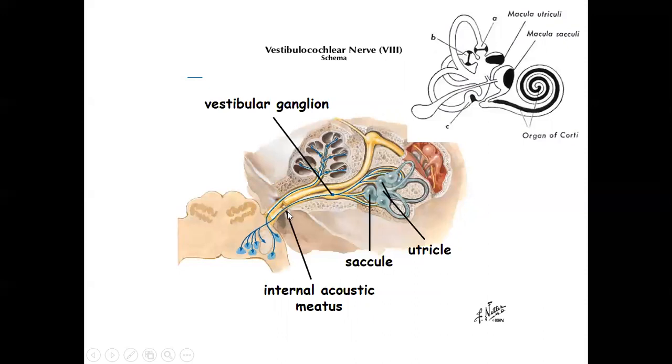So you can see here, this is the internal acoustic meatus. This is the saccule, this is the utricle, this is the macula sacculi, macula utriculi. Okay, macula. This shows the direction and position of the macula in the saccule and also the utricle.